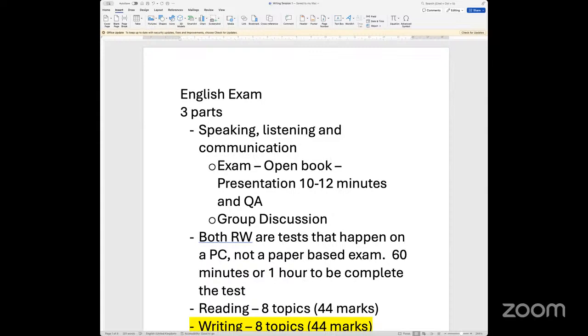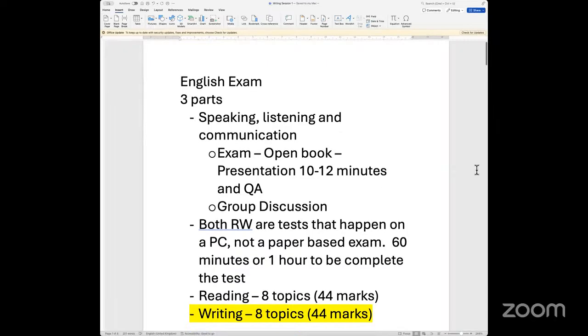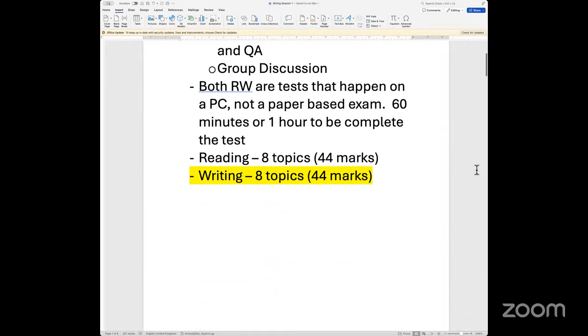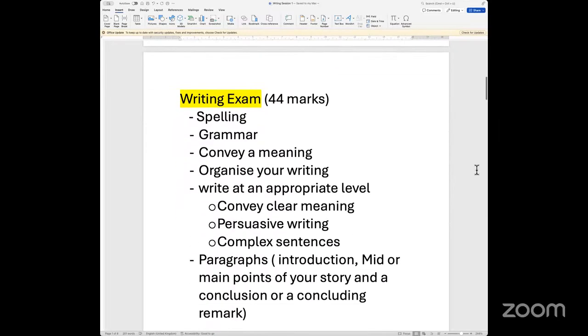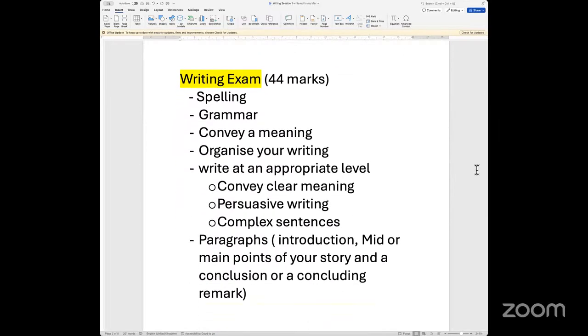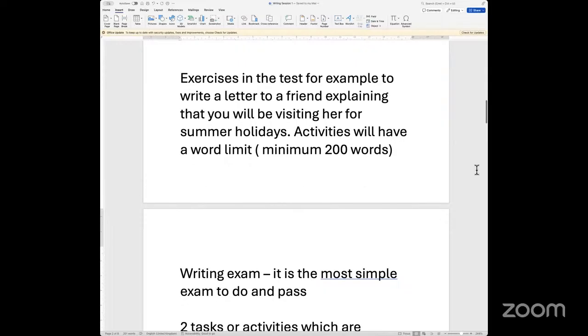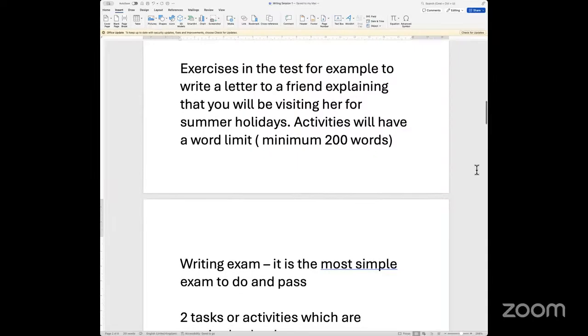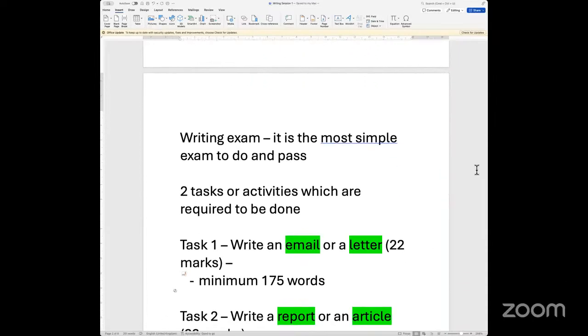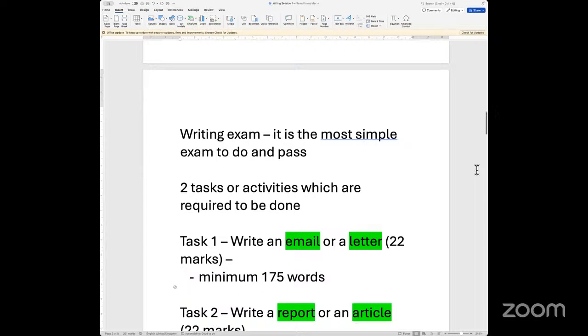So today I've made you aware of what the writing test consists of, what the components of the test are, how long the test is, what kind of tasks are asked in the writing test, what they would be marked on, and overall, visually, how you look at writing a letter or an email, and how you see a report and an article.